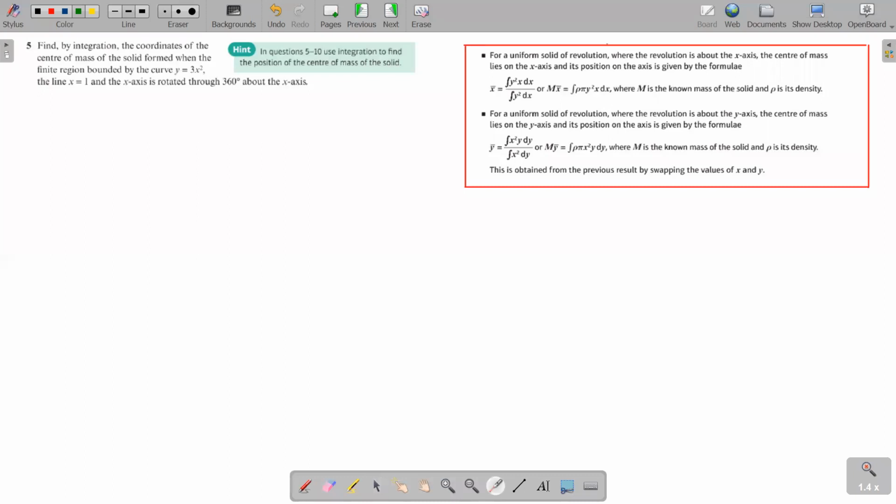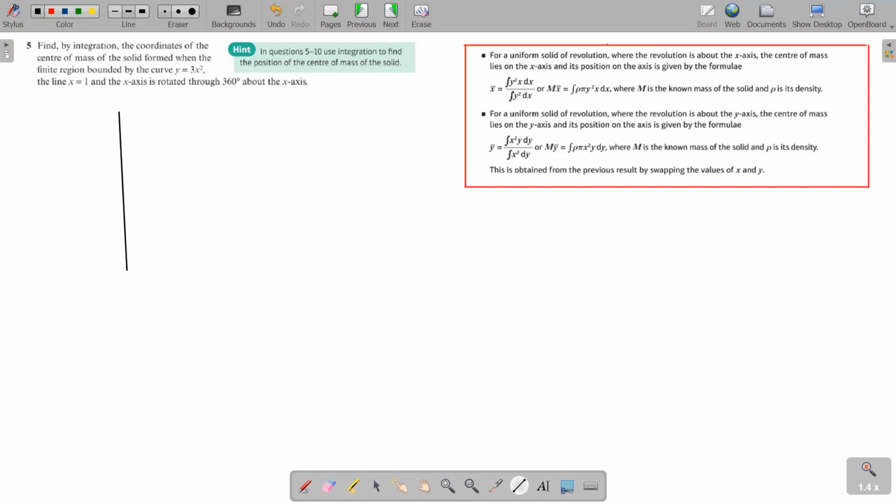Okay, so moving on to question number 5. They say find by integration the coordinates of the center of mass of the solid formed when the finite region bounded by the curve y equals 3x squared, the line x equals 1 and the x-axis is rotated through 360 degrees about the x-axis. Now, in this question, you won't be able to use the symmetry of the graph. Why? It will be very clear when you draw the graph, right, guys?